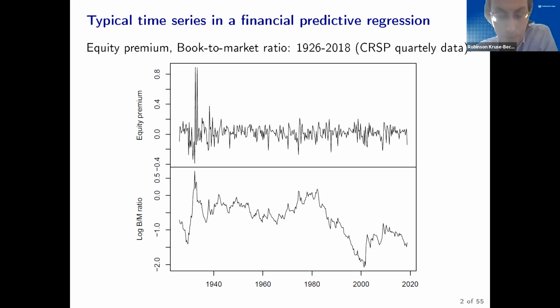What you can immediately see is that the predictor is close to a random walk, so highly persistent, while there is almost no persistence, no autocorrelation in the equity premium, as we should expect. These 2 time series are typically put in a predictive regression. We are not suggesting to do so, but we are picking up the literature at this point.